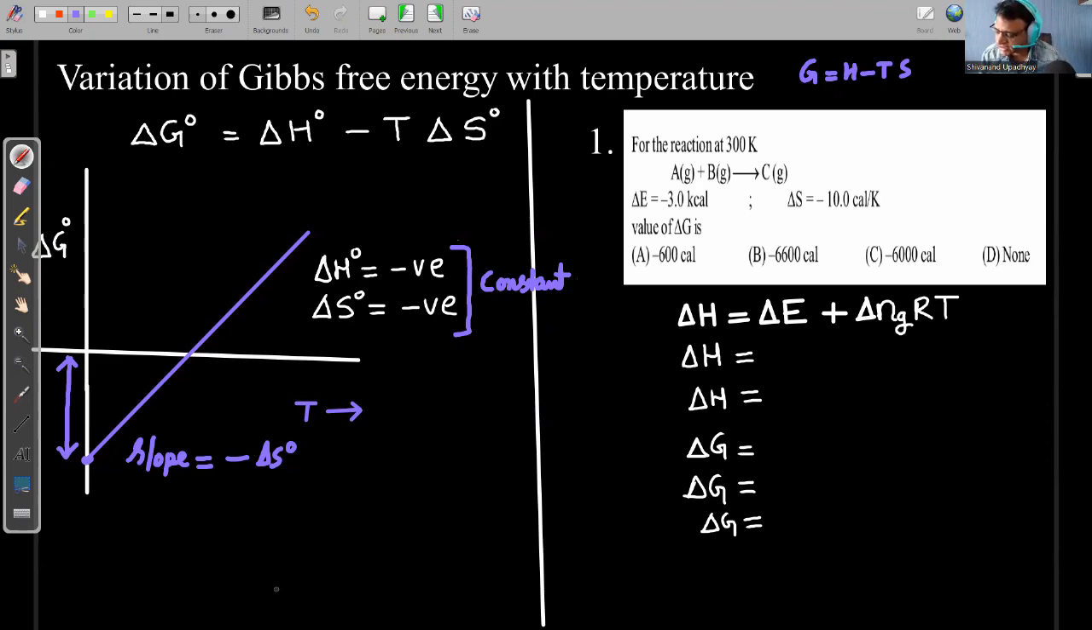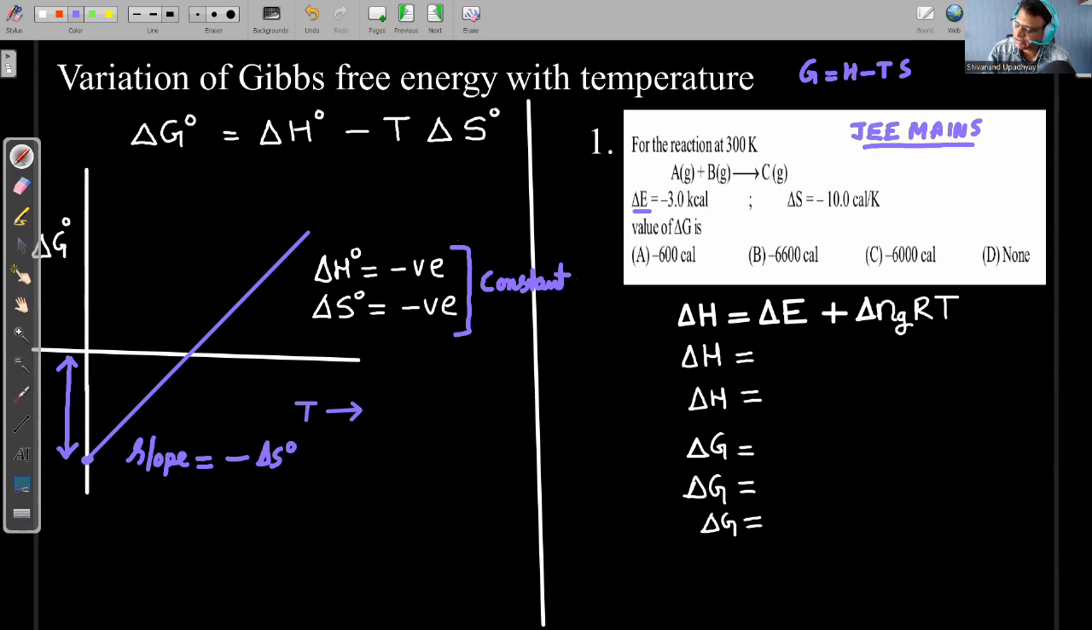Now let us discuss an example based on this formula. I think these types of examples have already been asked in JEE Mains. I have seen 2-3 questions based on the same concept. The data may be different also, right? So here, this is a reaction. For the reaction at 300 Kelvin, A in gaseous state plus B in gaseous state will form C in gaseous state.